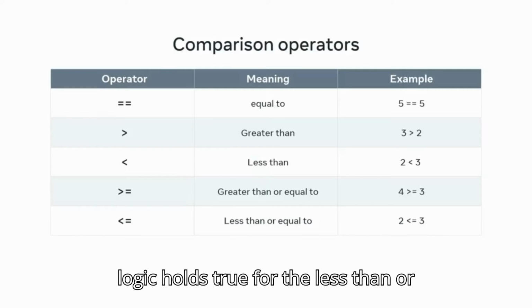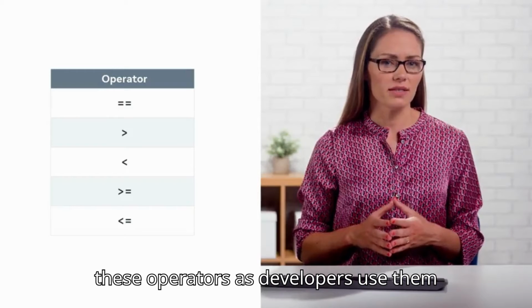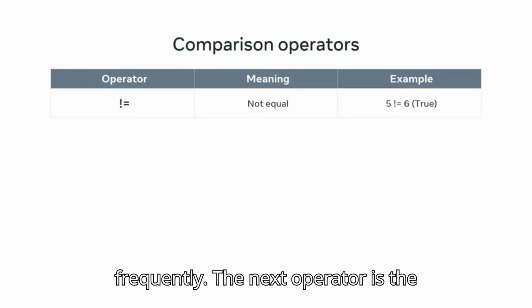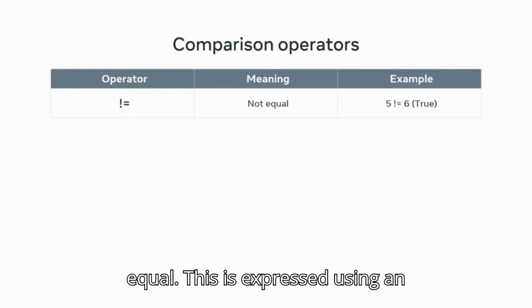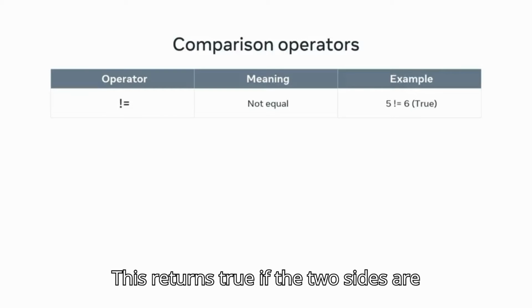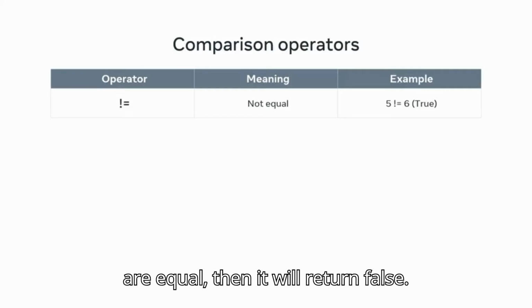And the same logic holds true for the less than or equal operator. It's important to learn these operators as developers use them frequently. The next operator is the opposite of equal to and is called not equal. This is expressed using an exclamation mark and an equal symbol. This returns true if the 2 sides are not equal to each other. However, if they are equal, then it will return false.